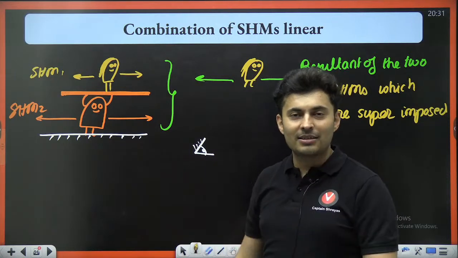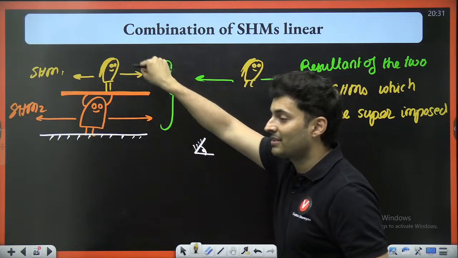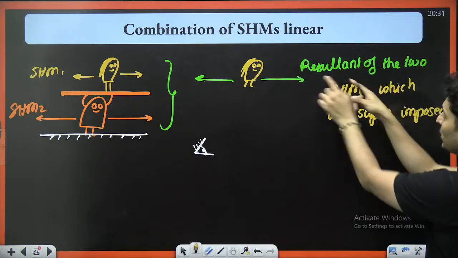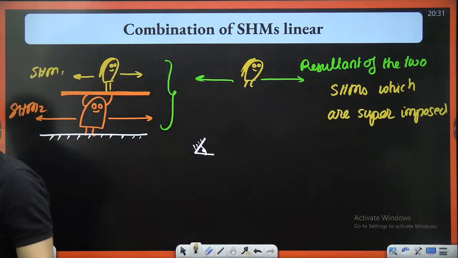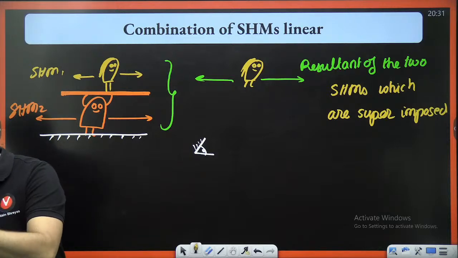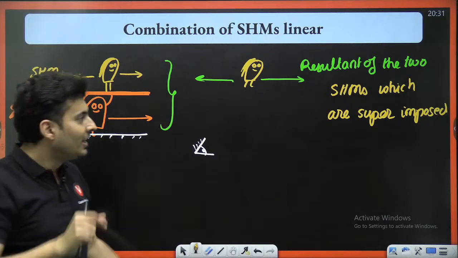You are very, very sad that they demotivated that day. Same thing. Both the effects of the SHMs are superimposed. That's why you get resultant SHM. Understood? Everybody with me? Okay. Very good.